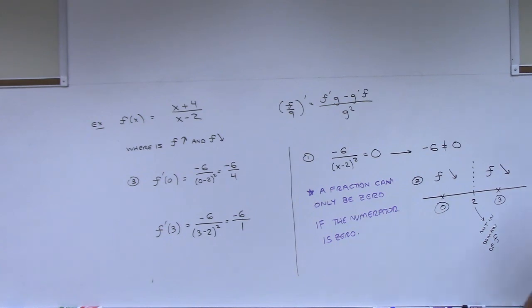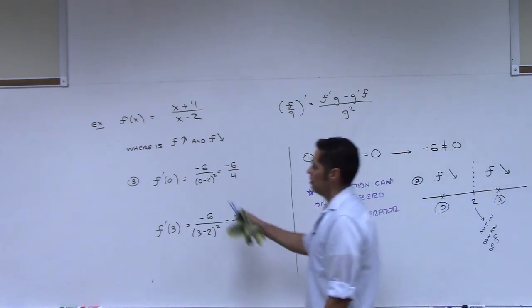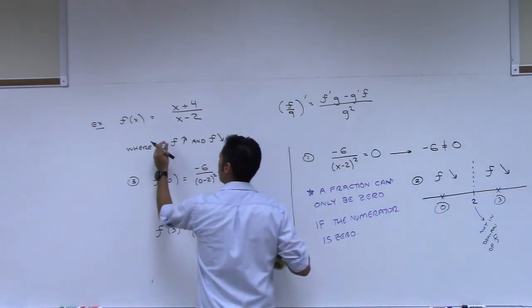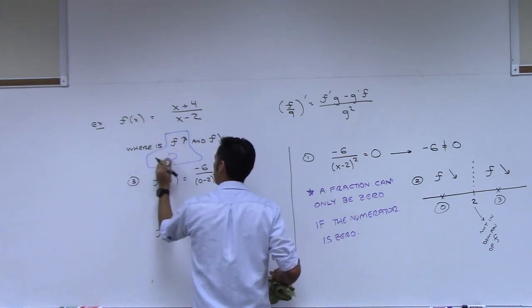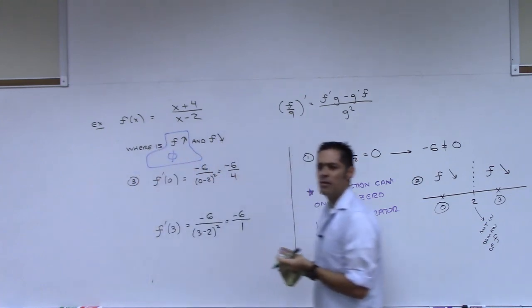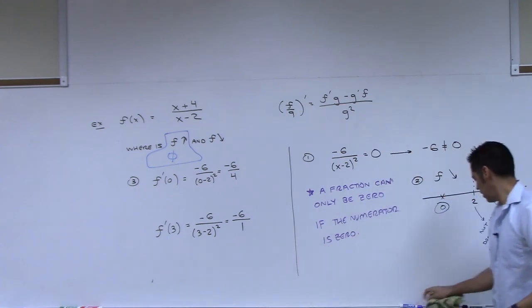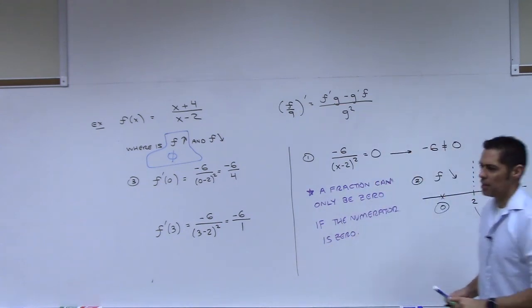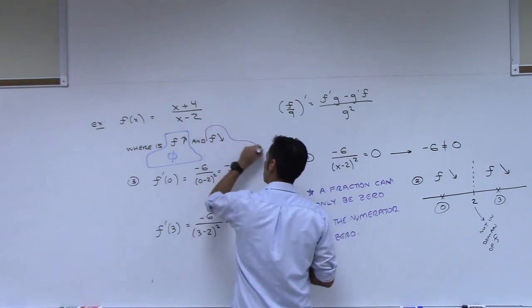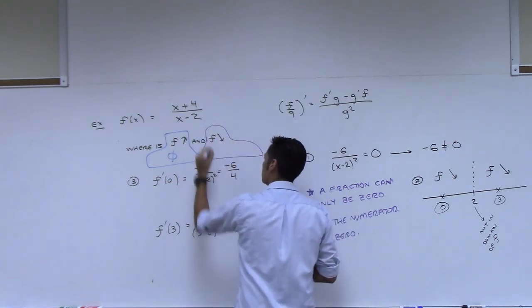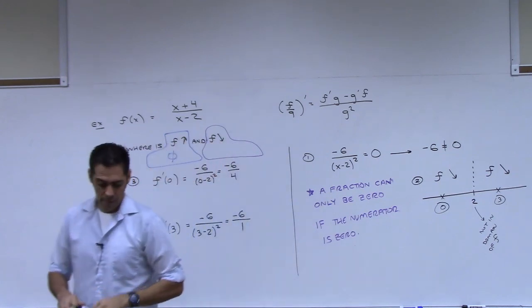So let's try and answer this question. Where's the function going up? Never. So I use the empty set for that, right? The function is never going up. Here's the tricky part. Be real careful here. Where's the function going down? Everywhere?